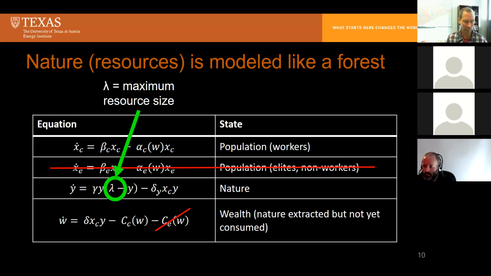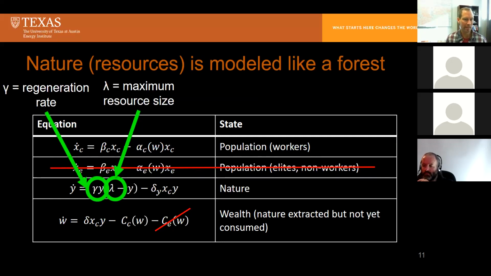Again, the natural resource is like a forest. So this lambda represents the maximum size of the resource. So this would be the maximum number of trees that are possible, maybe inherently something like the extent or size of land. So this is the parameter which says how big the world is in some sense. There is a regeneration rate, this gamma, so how fast does it grow back? If you set it to 0, then you have a fossil resource, effectively. It can't grow back.